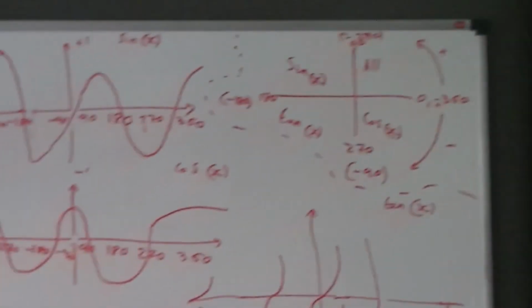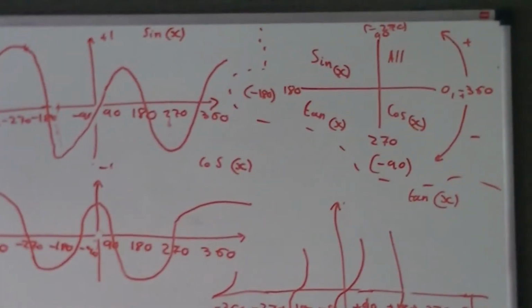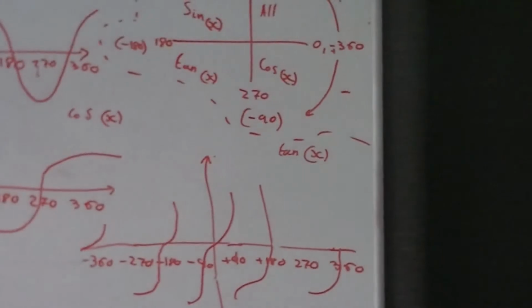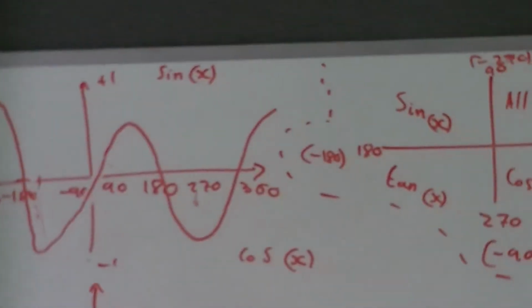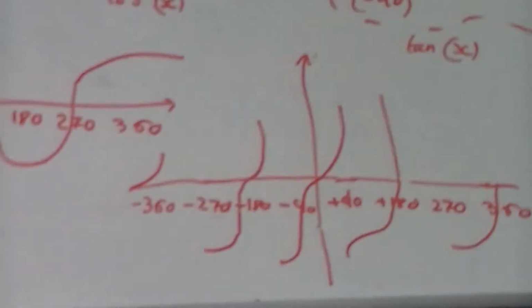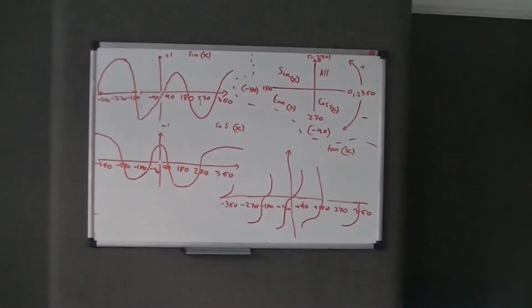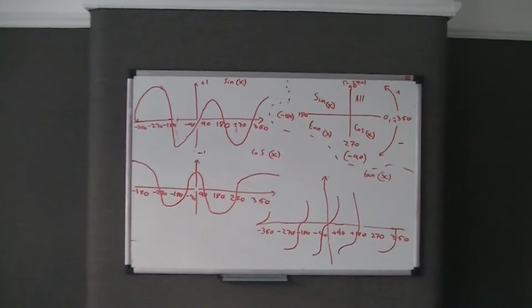And then between 270 and 360, only the cos x is positive. So the cos x is that one, between 360. There you go. It's negative. That's also negative. So that's how we work out that, that's how we've got to the quadrant rule there.